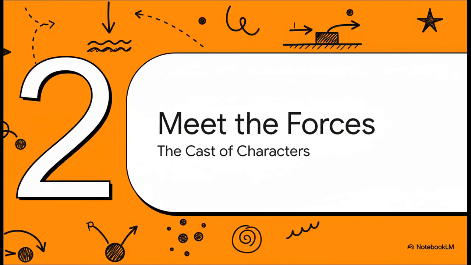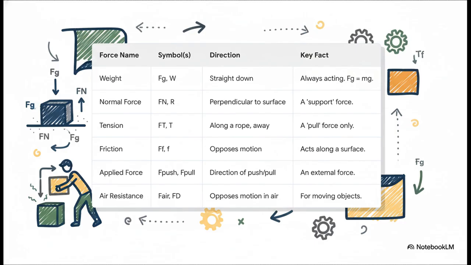Now, to draw these diagrams, you need to know your players. I like to think of the different forces as a cast of characters that show up again and again in our physics problems. So let's meet the usual suspects for NCEA Level 2. This is your essential toolkit. Let's do a quick roll call.